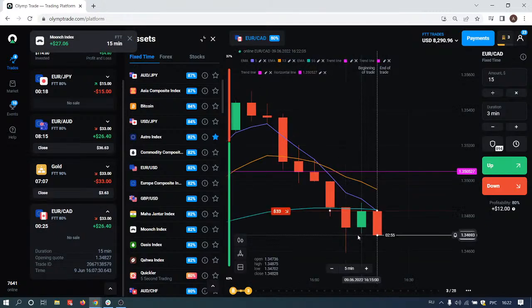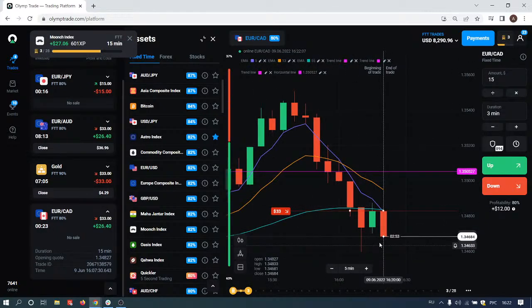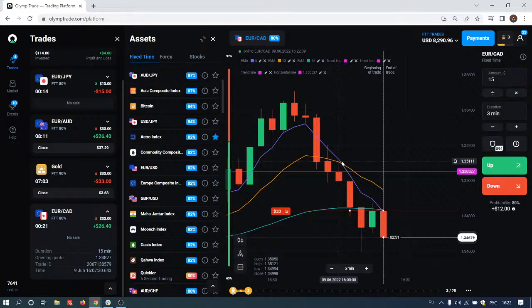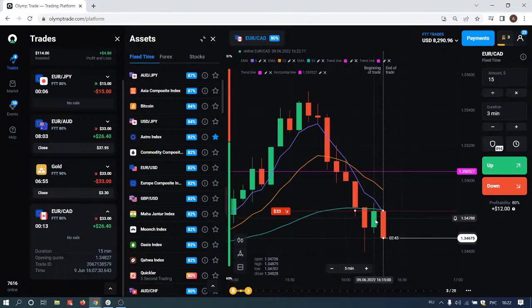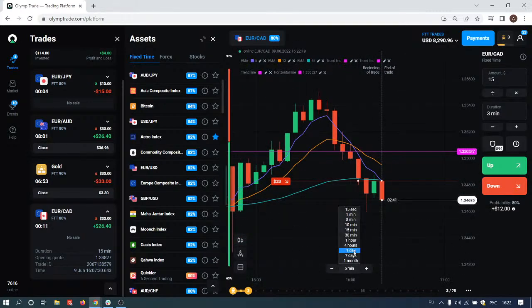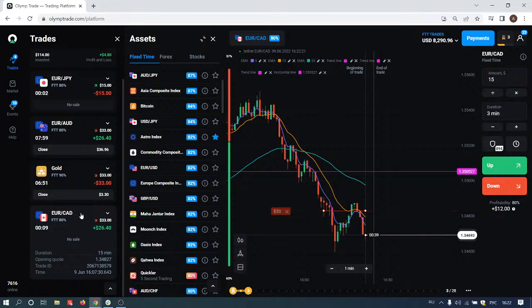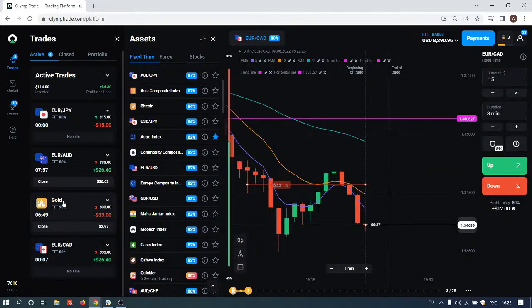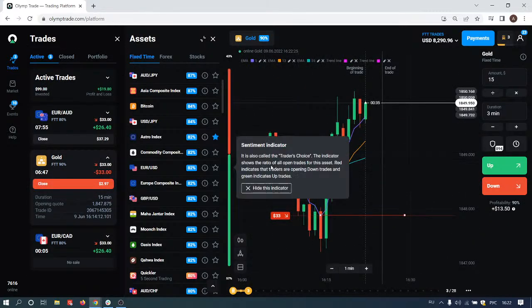Let's look back at this chart. So yeah, I followed the signal when the 5 EMA crossed the 13 EMA in the downwards direction. So yes, that's a beautiful trade. So 10 seconds to go, 10 seconds away from profit.